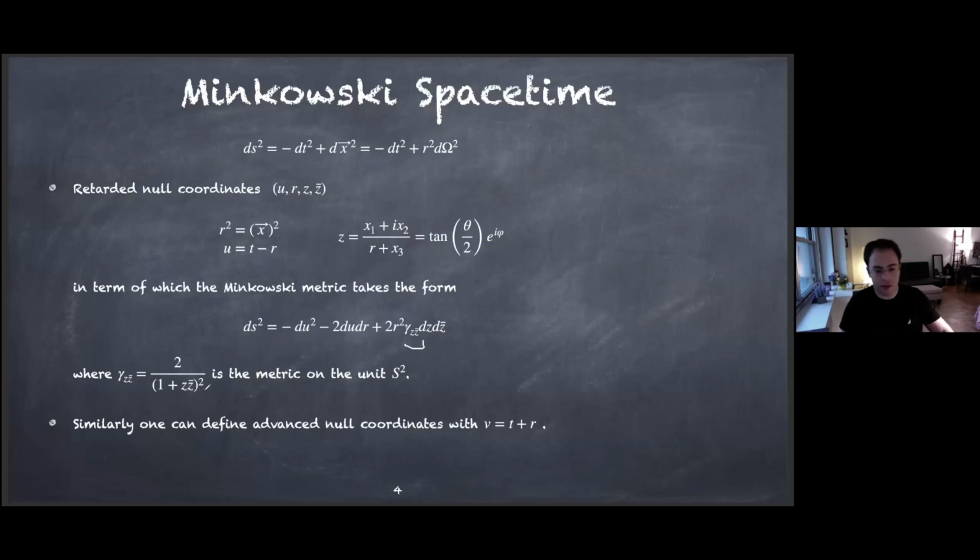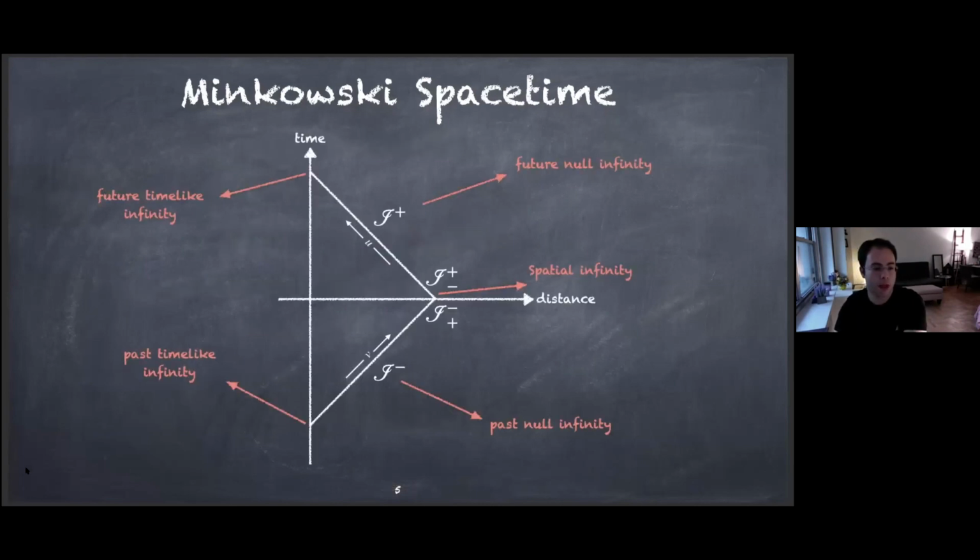And similarly, one can also define advanced null coordinates, but I will avoid writing it explicitly. So now the Penrose diagram of Minkowski spacetime looks like that. There are two null boundaries, future null infinity and past null infinity. They are commonly called in the literature scri plus and scri minus. At future null infinity, the boundary of scri plus is parameterized by the coordinate u that goes from minus infinity to infinity.